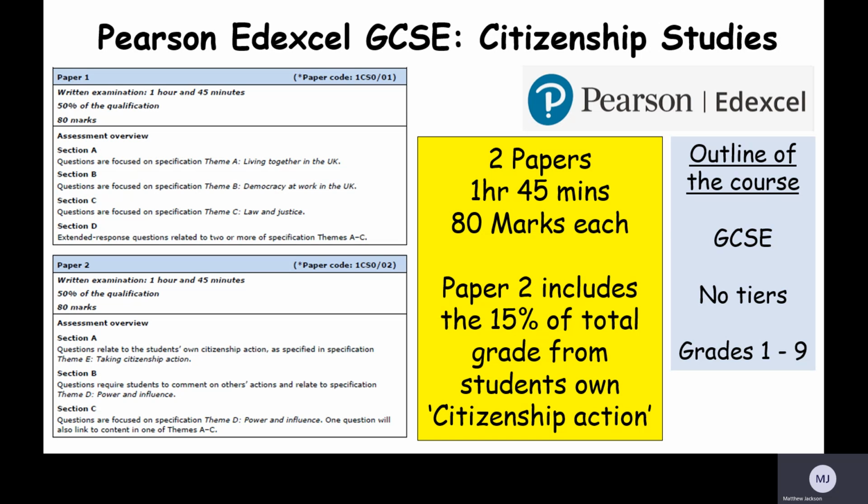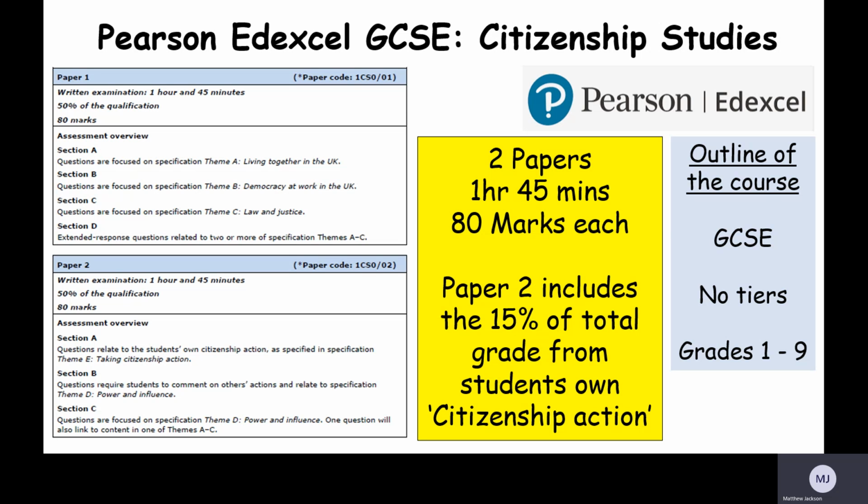An outline of the course: it is a GCSE. It is not tiered, so there is no higher and no foundation. So you can get grades 1 to 9 on that same paper. The more marks you get, the higher the grade that you will be awarded.